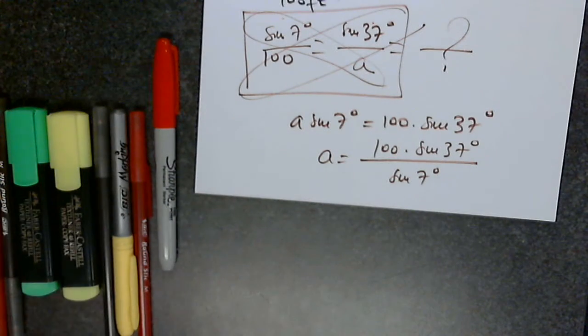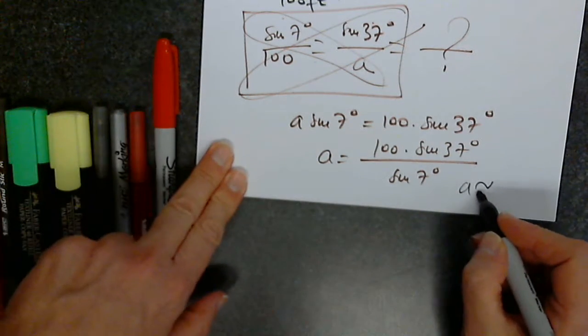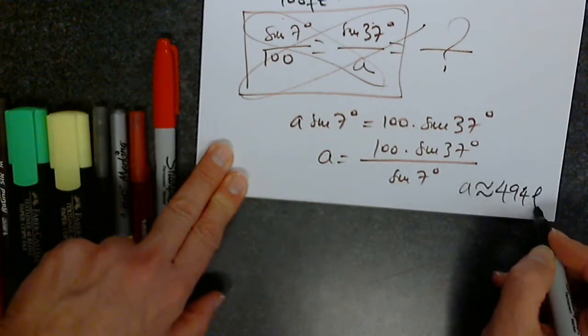Are you in agreement with this? So 100 parentheses, I like parentheses for the top and parentheses for the bottom, times sine 37, close the parenthesis, and again for the top, and divide by sine 7. So I got that A is roughly 494. I will say A approximately 494 feet.